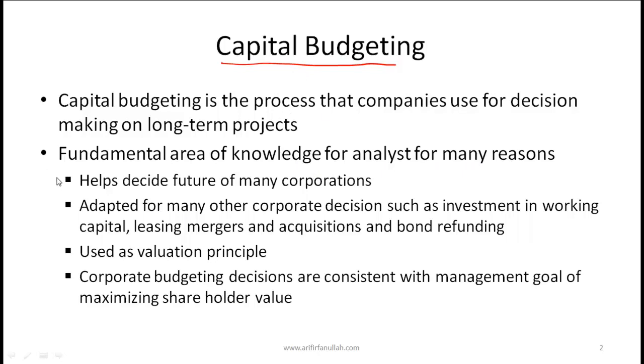So number one, capital budgeting is used by companies, and this helps them decide the future of many corporations. Through capital budgeting decisions, companies decide what projects to do, what projects not to do, and that in turn decides or indicates what direction a corporation is moving in.